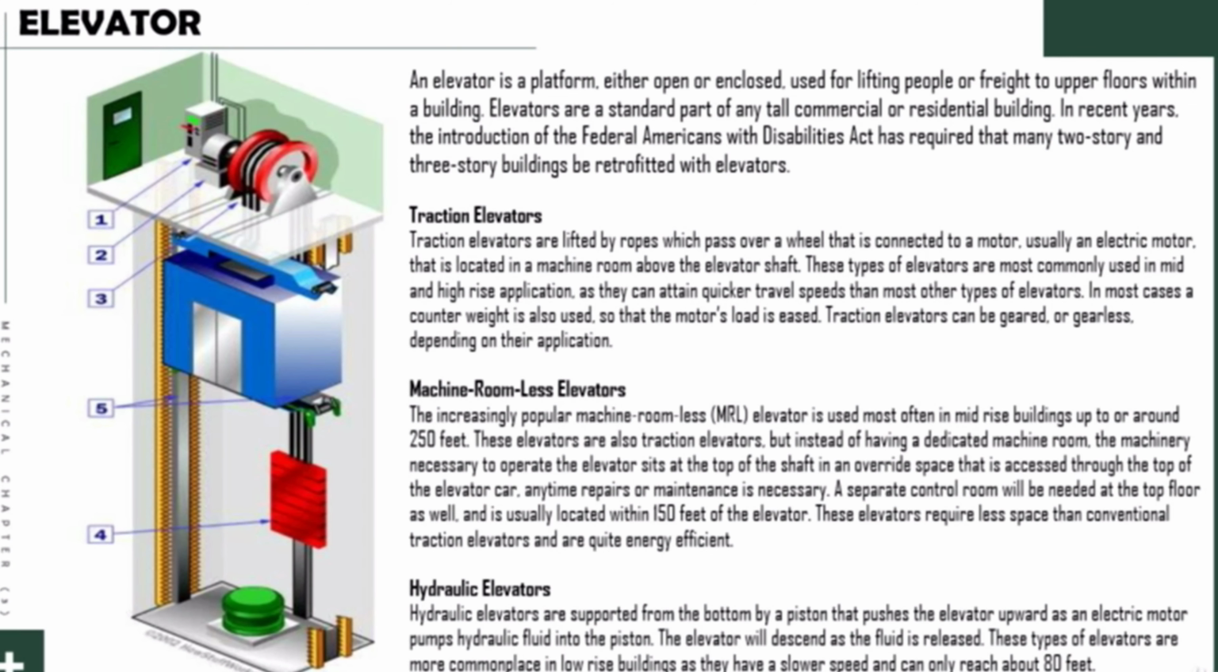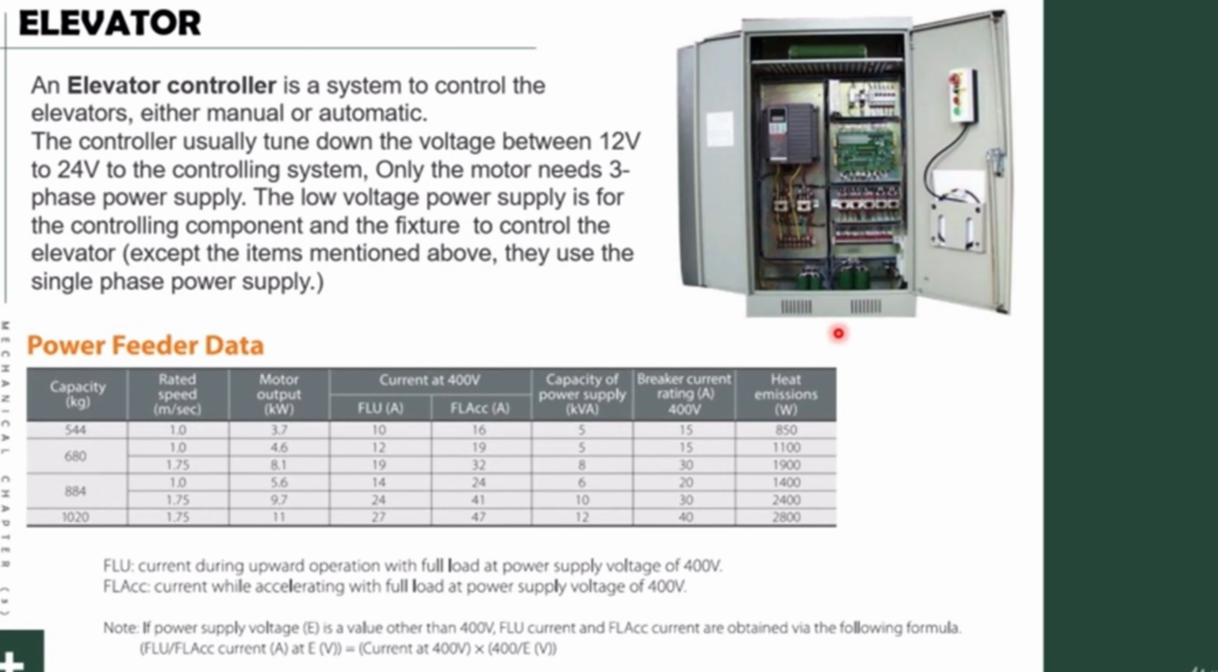about 80 feet. And here, the most important for us as electrical engineers, this is a control panel for the elevator, or elevator controller. The elevator controller is a system to control the elevator, either manual or automatic. The controller usually steps down the voltage to between 12 volts and 24 volts for the controlling system. Only the motor needs a three-phase power supply. The low voltage power supply is for the controlling components and the pictures.